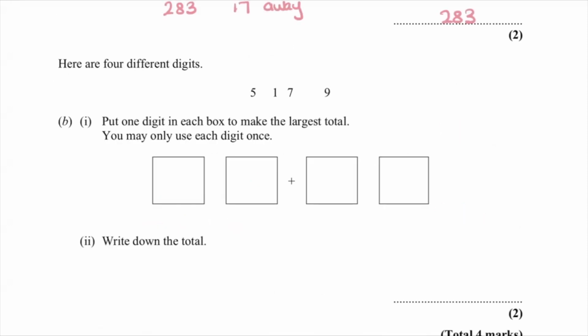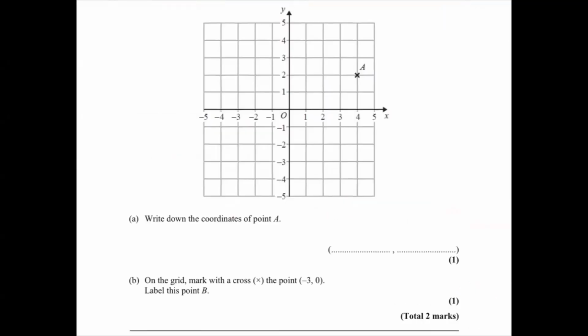So we've got to put 1 digit in each box to make the largest possible total. So 9 going with a smaller one, and 7, the next biggest, going with the other smaller one, is going to help me create that biggest total. Add those together and you get 166. You could equally have written 75 and 91. Both would have worked.